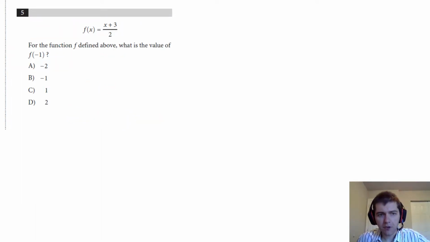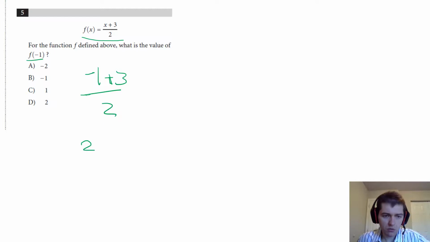Problem 5, for the function f described above, what is the value of f of negative 1? That simply means plug negative 1 in for x. You'll have negative 1 plus 3, divided by 2. That will be 2 divided by 2, which is equal to 1. Looks like your answer is C.